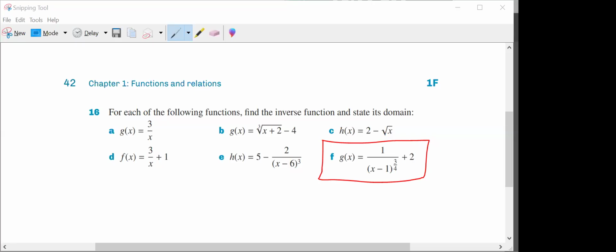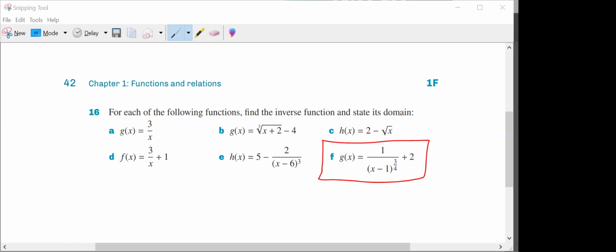So today we'll be going through another tutorial on the TI Inspire CX2 CAS calculator. And this one we'll be going through exercise 1F on the Cambridge Maths Methods Unit 3 and 4, on question 16F. So this will be on inverse functions. In this case we have g(x) equals 1 over (x minus 1) to the power of 3 over 4, plus 2.